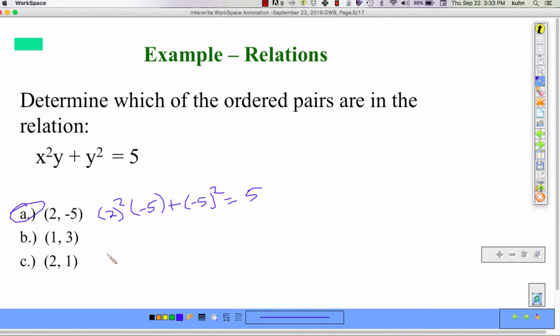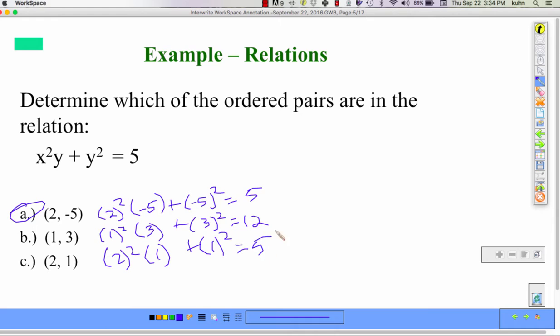So a works. Put the 1 and the 3 in there, you get 1 squared times 3 plus 3 squared. Is that 5? That's going to be 3 plus 9, and I get 12. So that one doesn't work for this example. And then 2 squared times 1 plus 1 squared. Is that going to be 5? 2 squared is 4. 4 plus 1 is 5. So I think A and C work if I've done my math properly. Yeah, negative 20 and negative 5 squared is 25, we're good to go there.